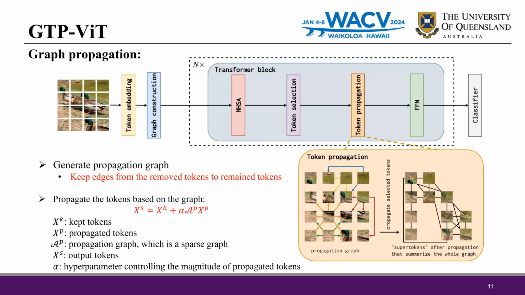This process is similar to the graph convolution, but since we only propagate a small number of tokens in each layer, for example, 8 tokens per layer, the propagation graph here is very sparse and the computational complexity is negligible. For more implementation details, please refer to our paper.